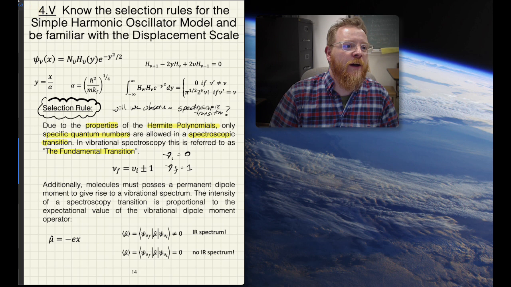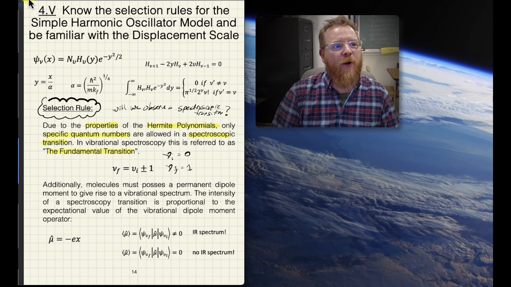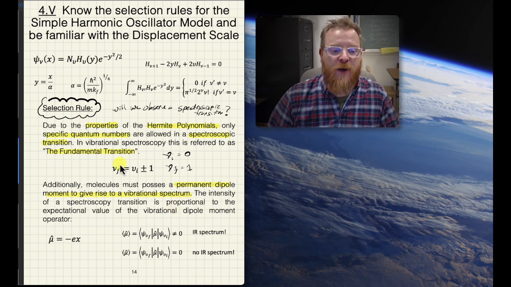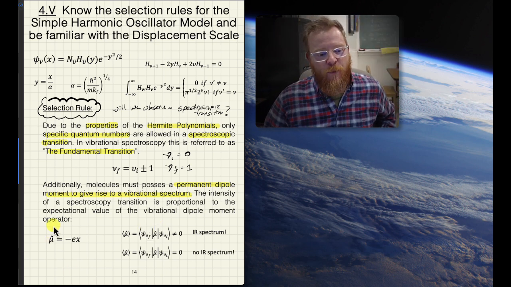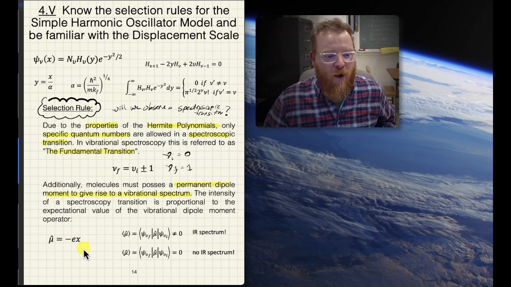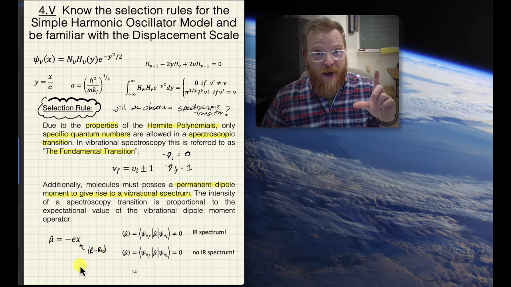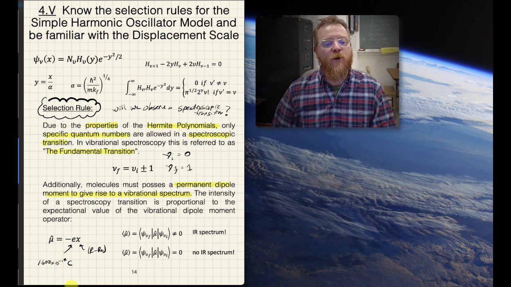And then the other selection rule, which is maybe more familiar to you: molecules must possess a permanent dipole moment to give rise to a vibrational spectrum. And so we're going to have to introduce a new operator to talk about that. And that is going to be the vibrational dipole moment operator, which gets a mu hat. And that equals the following: negative e times x, where recall x is our displacement, right? r minus r_e, so how much the bond moved. And e is our fundamental charge, right? 1.602 times 10 to the minus 19 Coulomb.